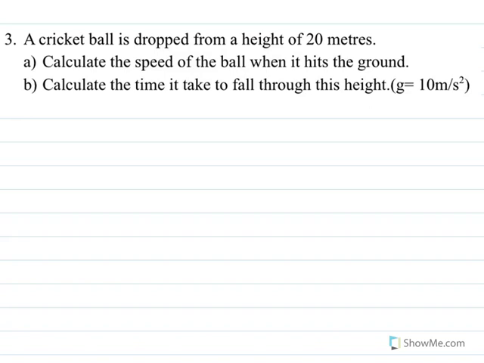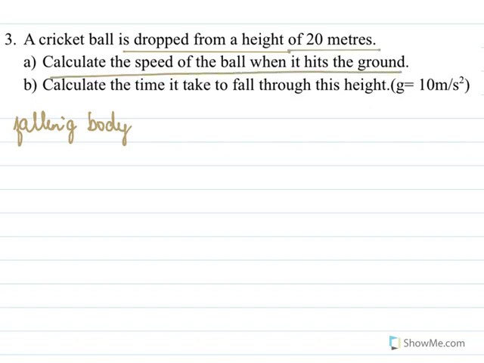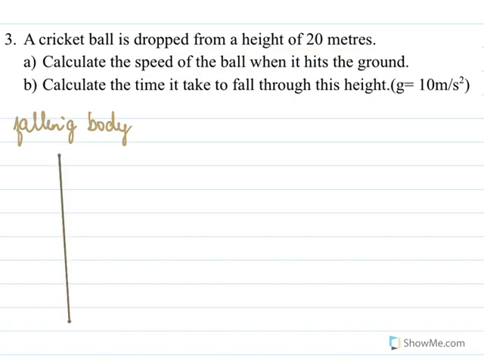A cricket ball is dropped from a height. So this is a falling body. Let's make a note of this. It is dropped from a height, so it's a falling body. Height of 20 meters. Calculate the speed of the ball when it hits the ground and calculate the time it takes to fall through this height. Now we know it's a falling body, and for a falling body we know that initial velocity U is 0 meter per second. Then slowly the velocity increases. At this point final velocity is maximum.